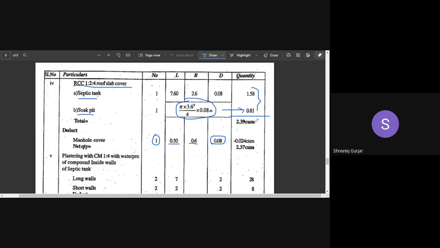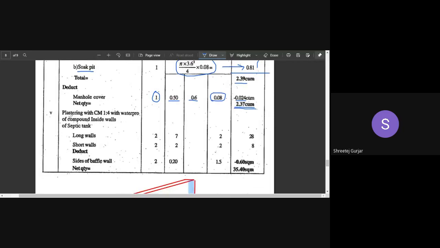So from this 2.39 we have deducted the manhole cover quantity. Now we have calculated the total net quantity of the roof slab cover, 2.737 cubic meters. Once we are done with the RCC roof slab, the last thing that we need to calculate now is your plastering work.